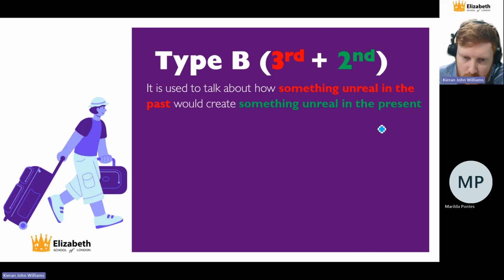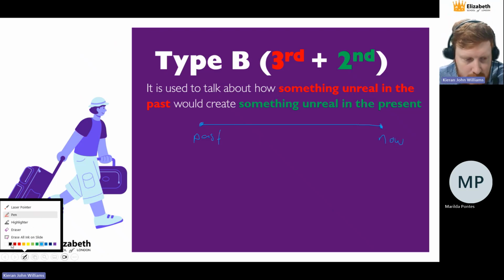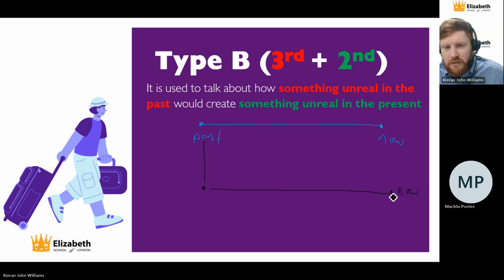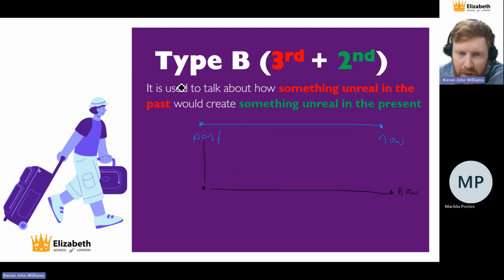Okay, so this is the normal period of time from the past to now. Okay, so maybe something magical or strange or weird happened in the past. So there is now a different past. So if there is a different past, that would then mean that there is then a different now as well. Okay. All right. So that is what this type B sentence is describing.